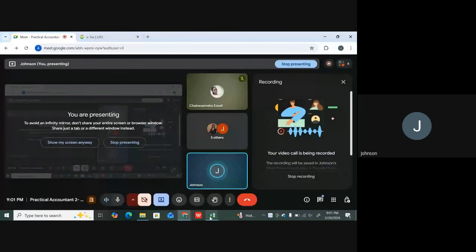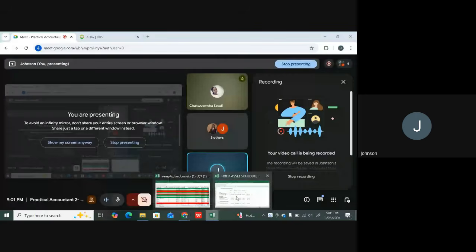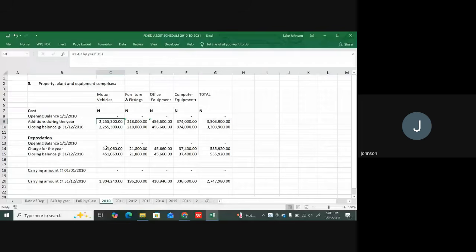Okay, so that's what most people will do. The mistake people make is that they come and charge depreciation for the year on only the addition for the year. No, your depreciation for the year should be done based on the total. Let me just press control. Yeah, so look at it. They are charging the depreciation, which is going to be 20% times the closing balance for the cost of the motor vehicle.